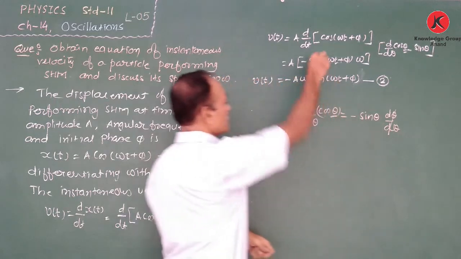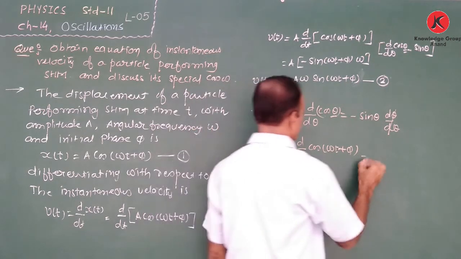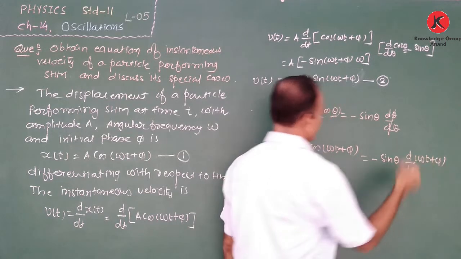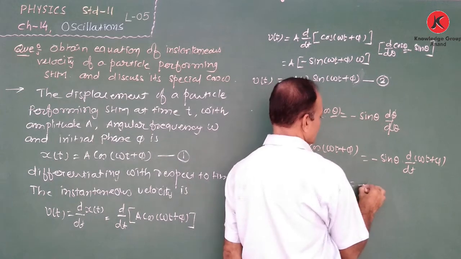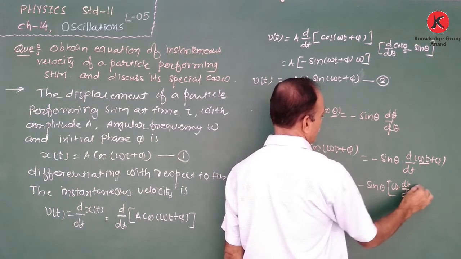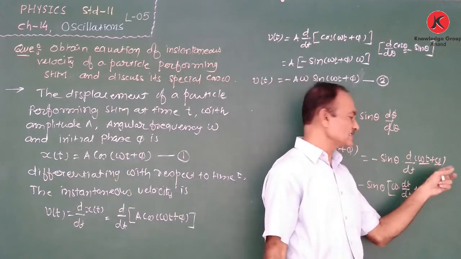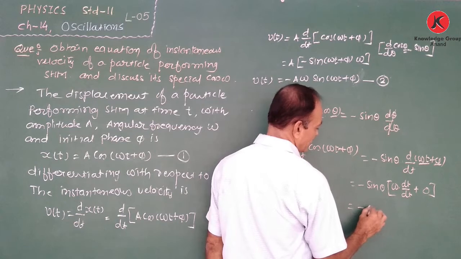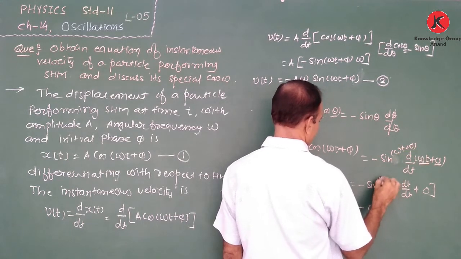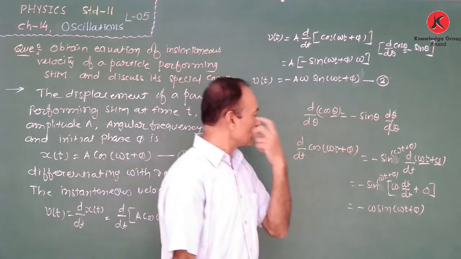But in our case, here d by dt, cosine is the function of omega t plus phi. Therefore, the derivative is minus sin theta into the derivative of this term, omega t plus phi, with respect to time. So minus sin theta as it is. Now the derivative of the first term, omega, is omega times dt upon dt, that is 1, plus phi is the constant. The derivative of a constant is always 0. Here phi is the initial phase. Initial phase is constant, therefore 0. Therefore, minus omega sine(omega t plus phi). So that is the derivative of our cos(omega t plus phi). We directly wrote it here.